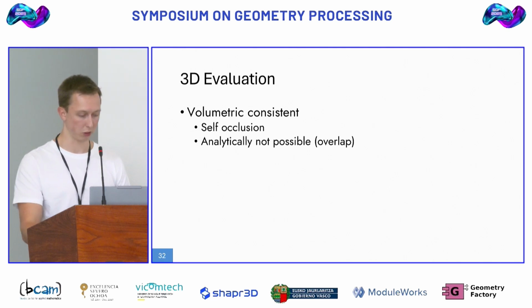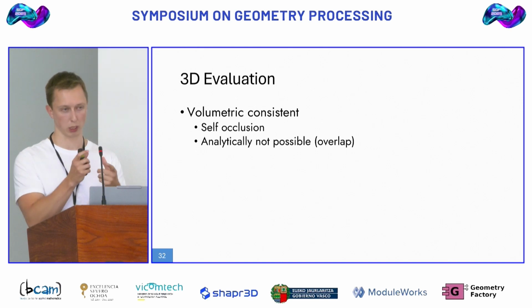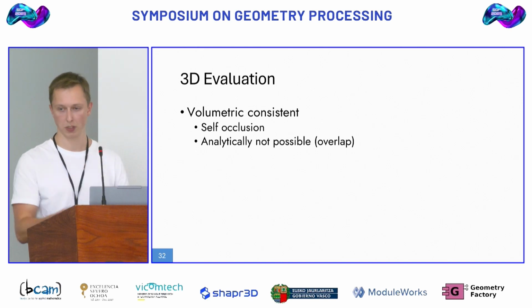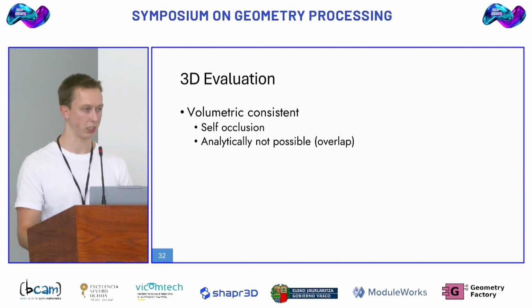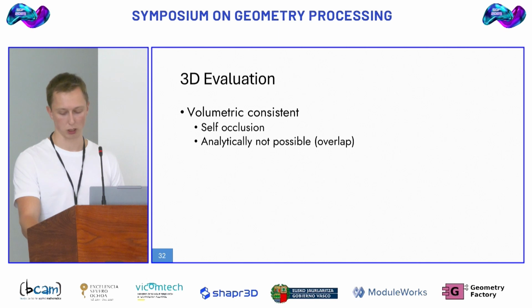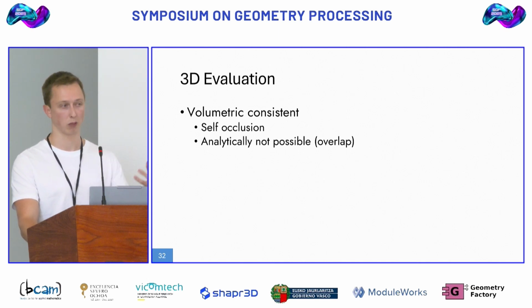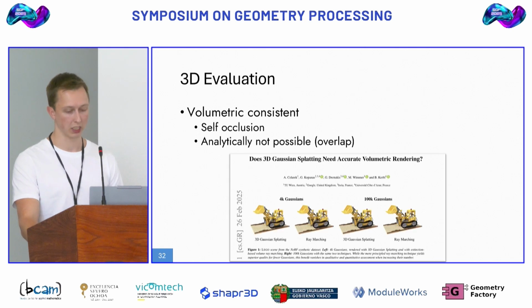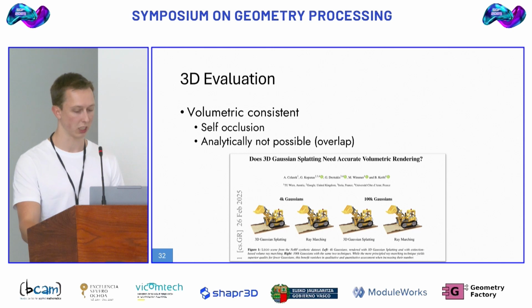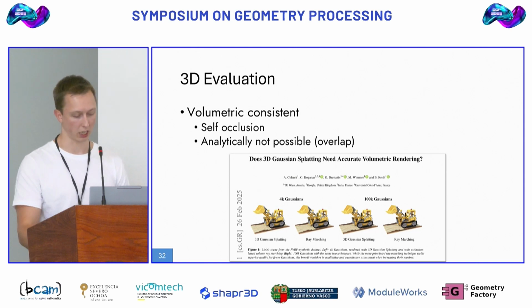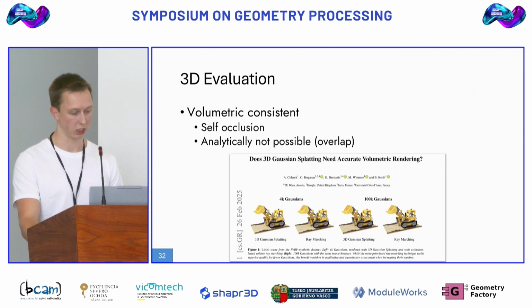However, the problem with that is that Gaussians can overlap, and due to this overlap, it is not analytically possible to calculate the exact integral. So a lot of these works approximate or make assumptions that make it easier. There's a really nice paper supervised by Bernhard that dives deep into this topic and asks the question of whether we need volumetrically accurate 3D Gaussian splatting. I highly encourage you to read this if you're interested.